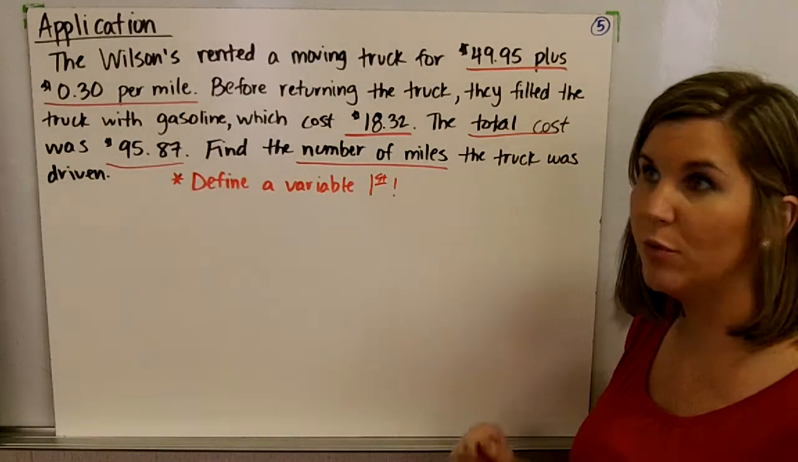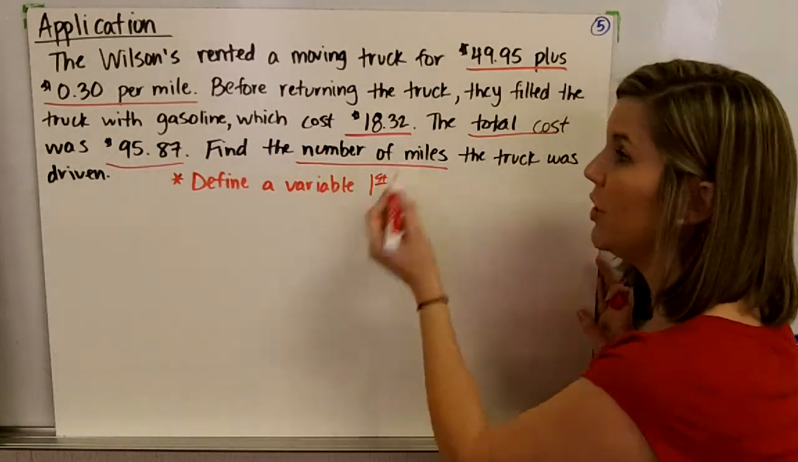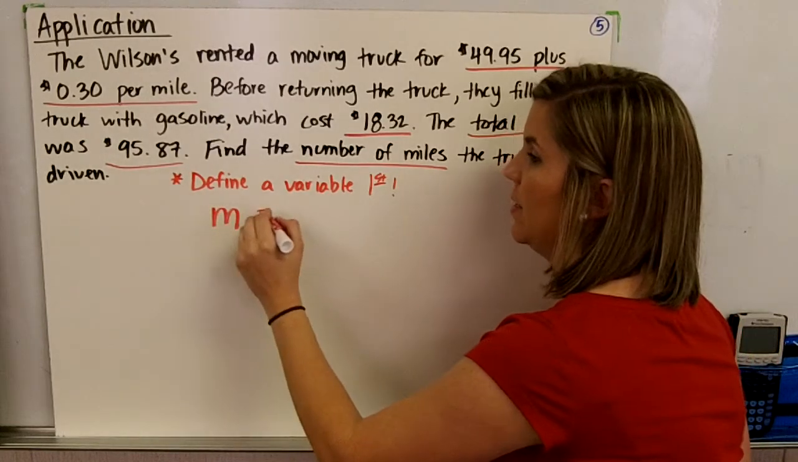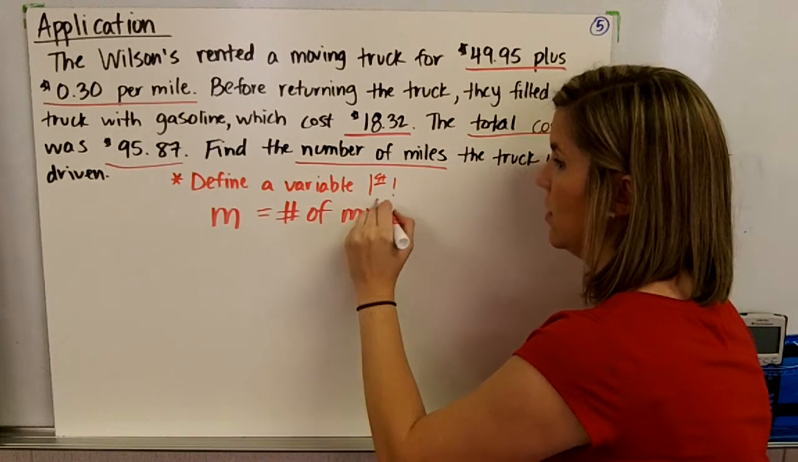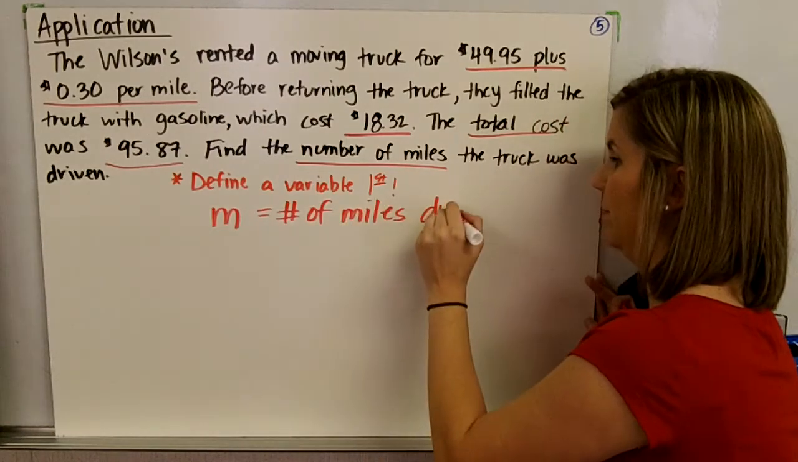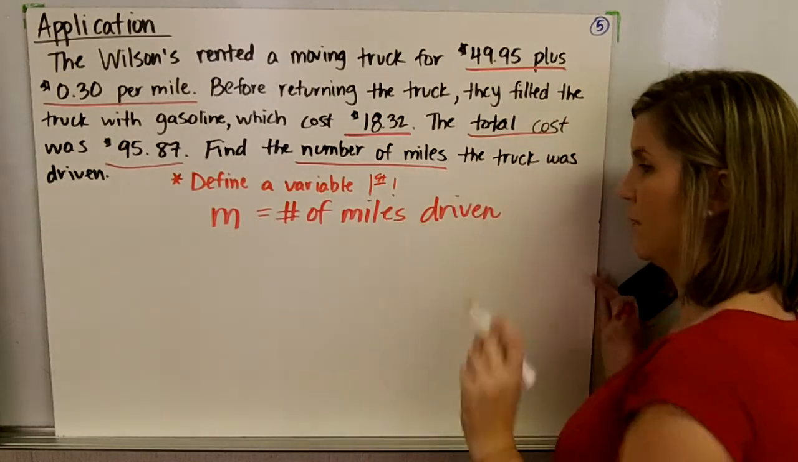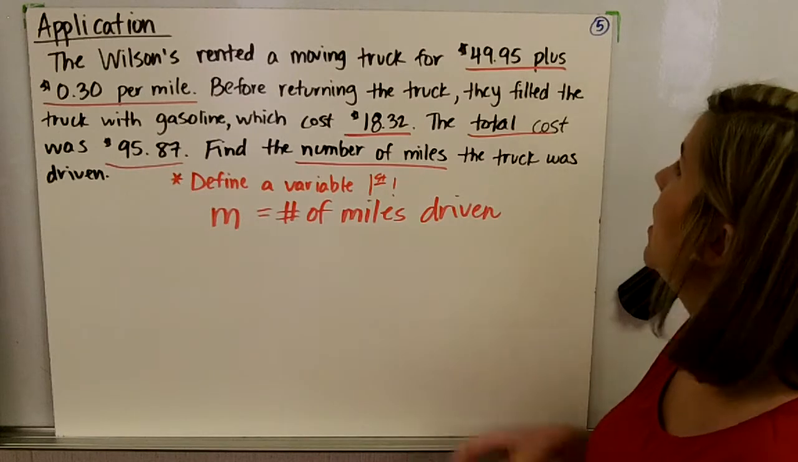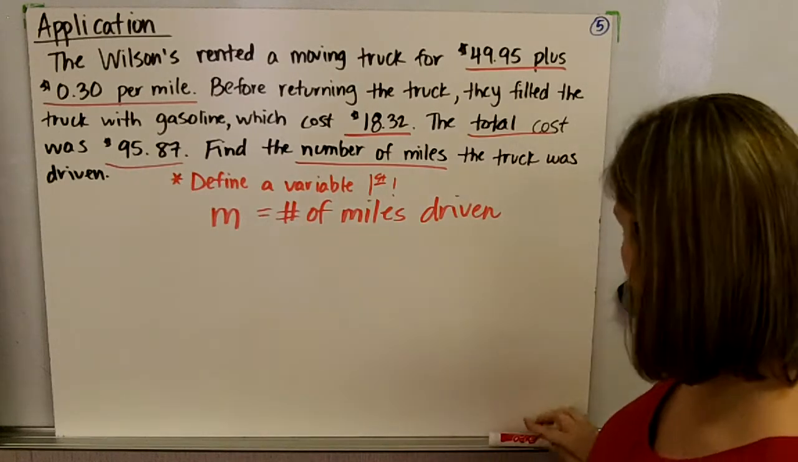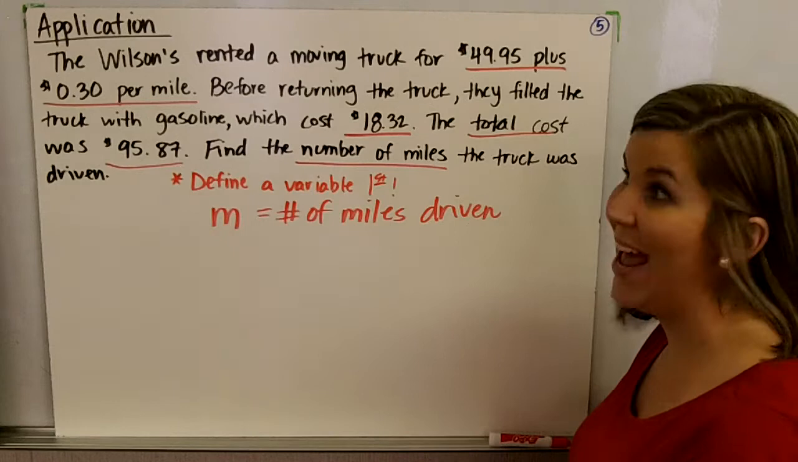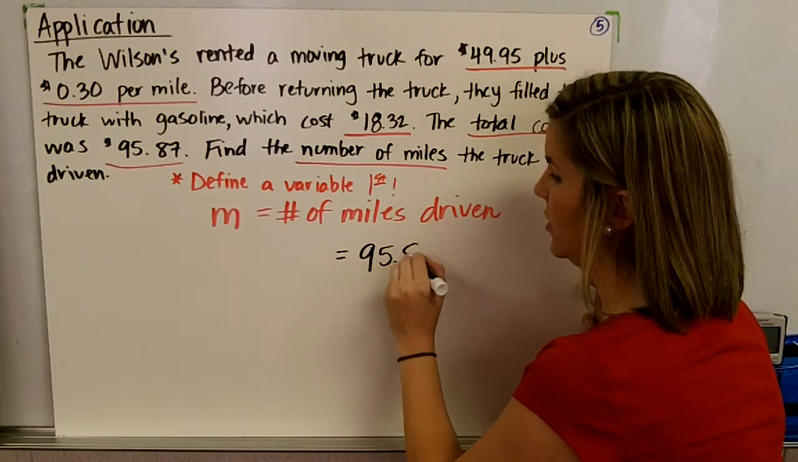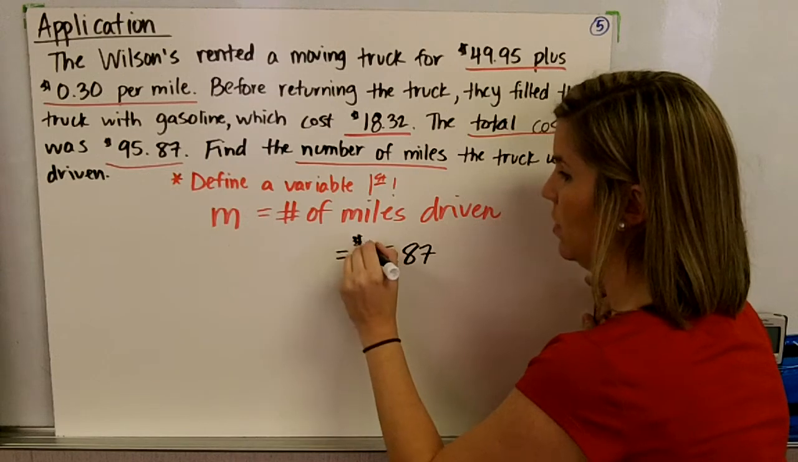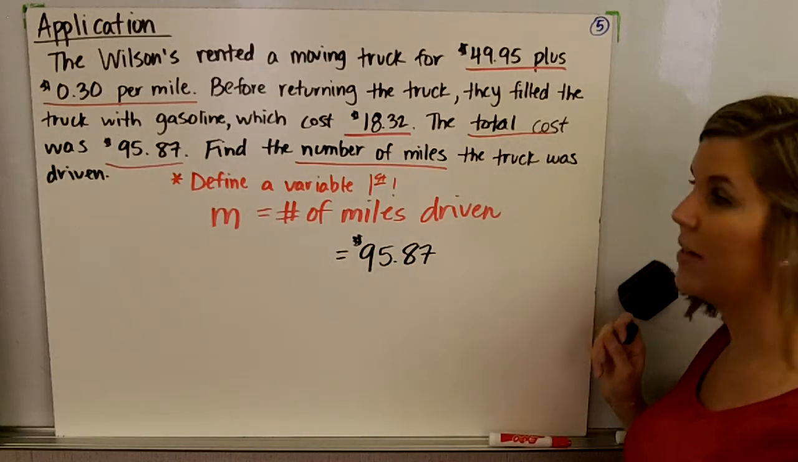So define a variable first. I'm looking for number of miles, so let's say M. M is number of miles driven. All right. So we know our total. That means we're going to have some things that are added together, and it's going to equal $95.87. The total the Wilsons spent is $95.87.